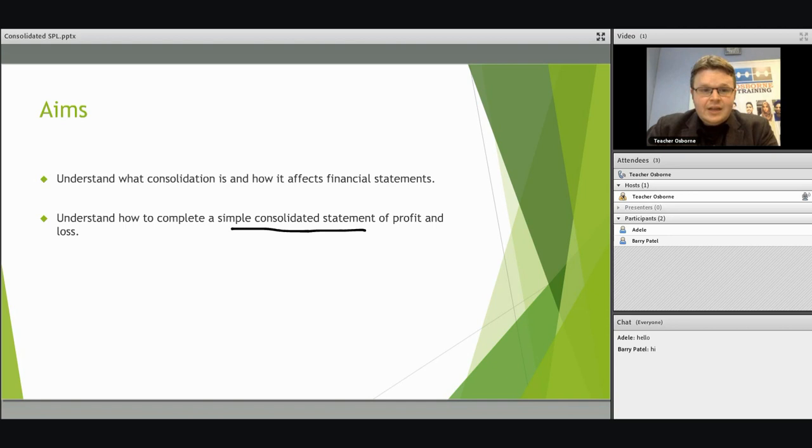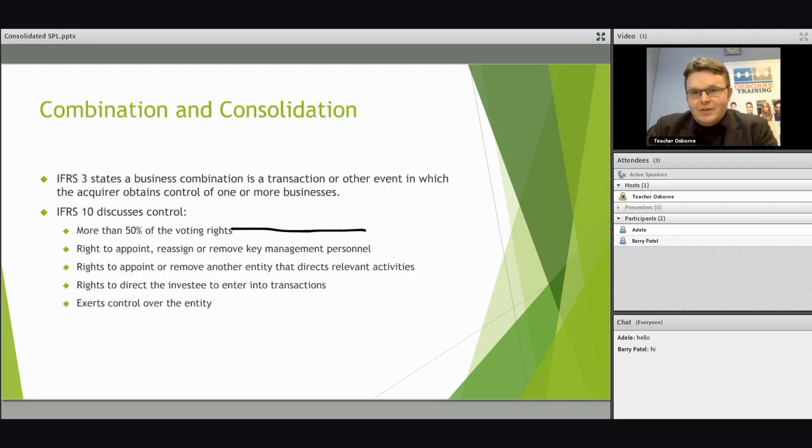Our second goal is to understand how to complete a simple consolidated Statement of Profit and Loss. So we're going to focus on just getting you the basics, and then in later sessions we can work on getting you used to the adjustments that are involved, because that's where most of the points on these kind of exams lie. Because as you'll see, if there's not really any adjustments, the consolidated statement of profit and loss is not very difficult. So good for you, I think. You can relax a bit, and once you get the statement of profit and loss done, you can move on to the more difficult statement of financial position.